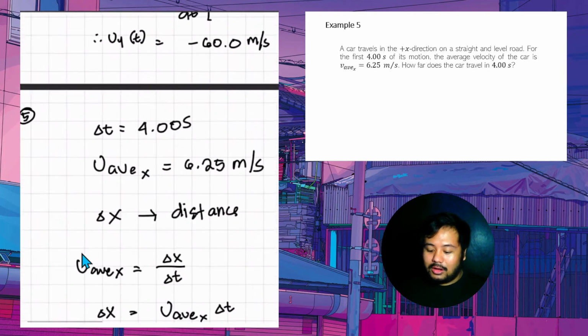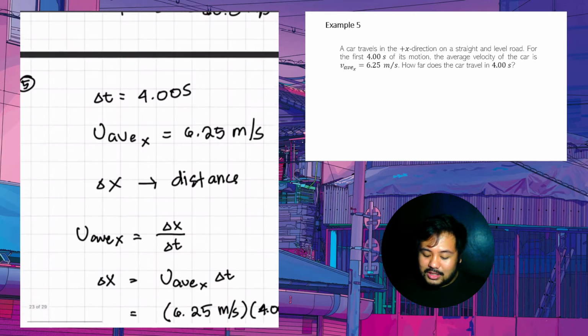We know that the change in time, t2 minus t1, is 4 seconds. The average velocity is 6.25 meters per second. It is stated there that the car is moving in the positive x direction, so the change in position x is positive. The magnitude of delta x is just our distance, but our direction is positive, so most probably we have a positive value here.